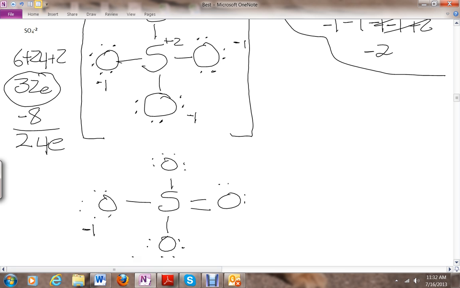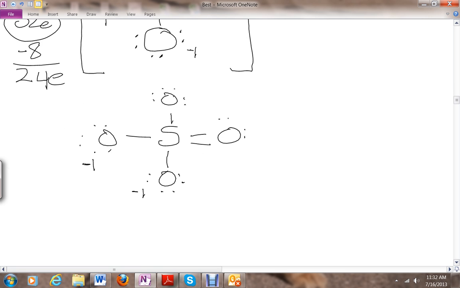Now, these are going to stay the same, minus 1, because they have the same amount of unshared electrons. So you got minus 1, minus 1, minus 1. Now the oxygen with the double bond, you know already is 0. So it's going to be 6 minus 4 plus 2 bonds, which is 6, so it would be 0.